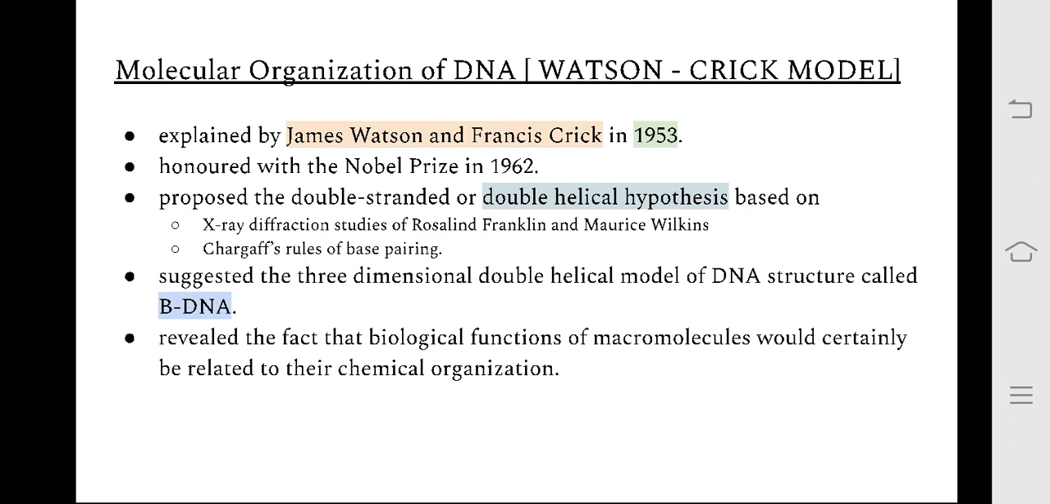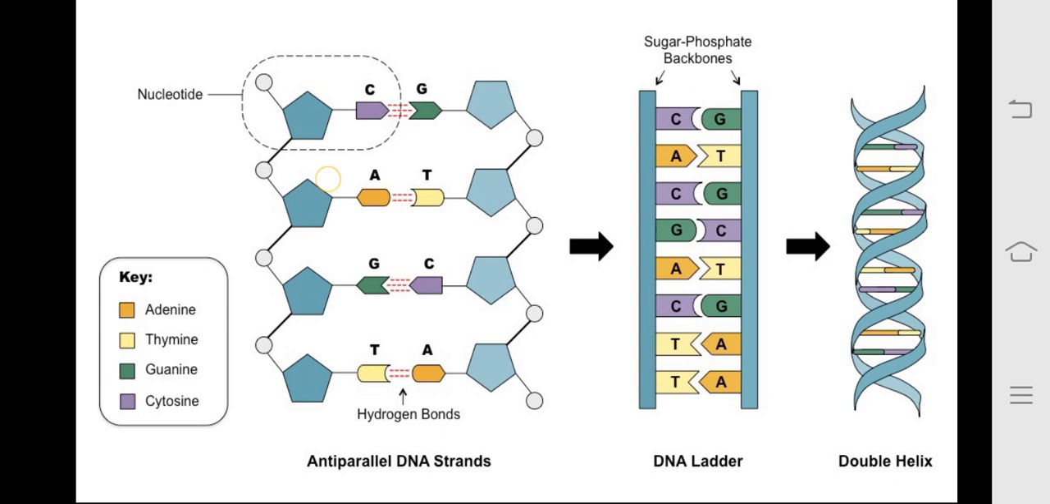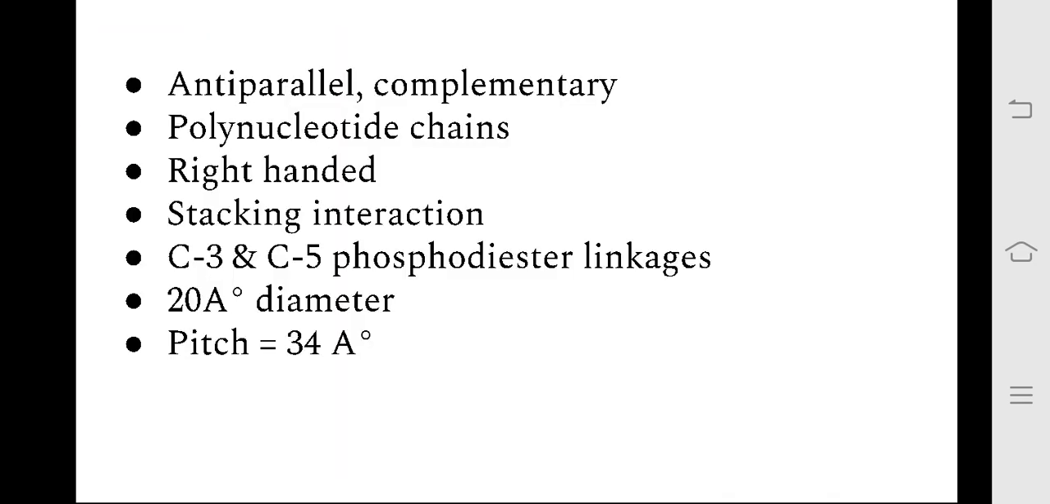They revealed the fact that the biological functions of macromolecules would certainly be related to their chemical organization. So, in a DNA, there are four nitrogen bases. It is adenine, thymine, guanine, and cytosine. The exact molecular organization of DNA is proposed by James Watson and Francis Crick in 1953.